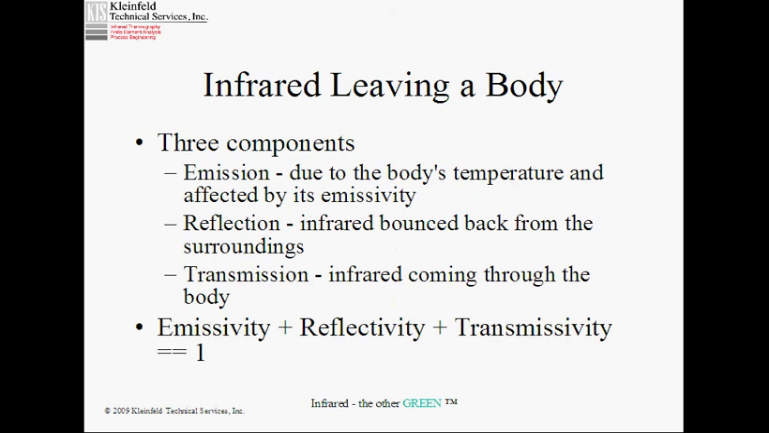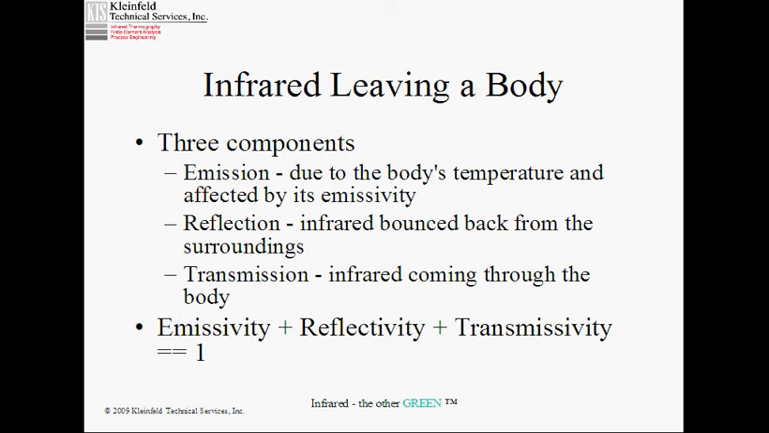There are 3 components to the infrared that leaves the surface of a body. The emission, in other words, what the body is generating as a result of its temperature and its emissivity. Reflection, which is what's hitting it from outside and bouncing. And if the body is transparent to any degree, what's coming through the body from what's behind the body. Emissivity plus reflectivity plus transmissivity is by definition equal to 1.